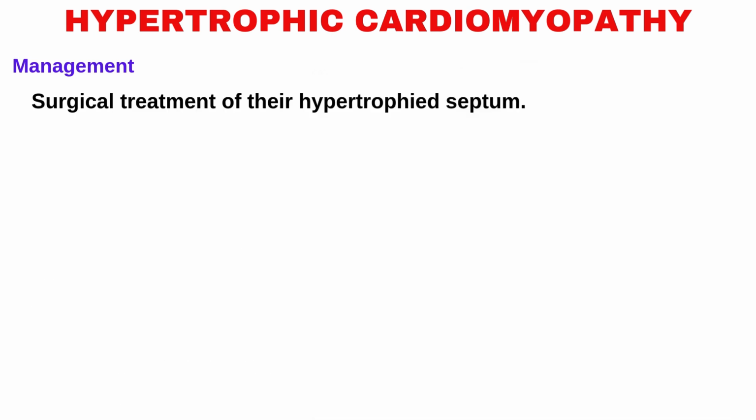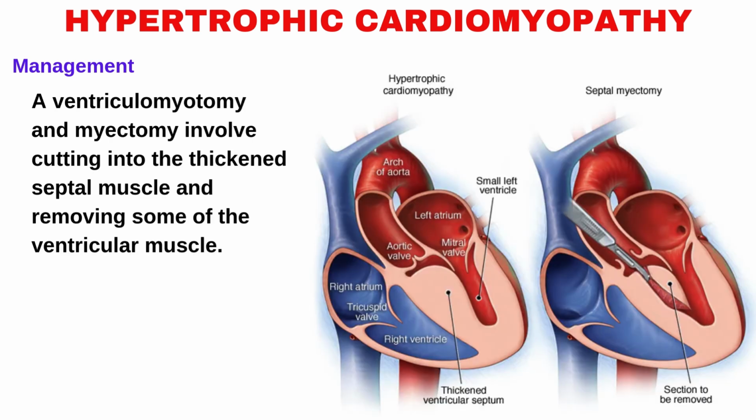Some patients with severe symptoms unresponsive to therapy may be candidates for surgical treatment for their hypertrophic septum. A ventriculomyotomy and myectomy involve cutting into the thickened septal muscle and removing some of the ventricular muscle. Most patients have an improvement in symptoms and exercise tolerance after surgery.